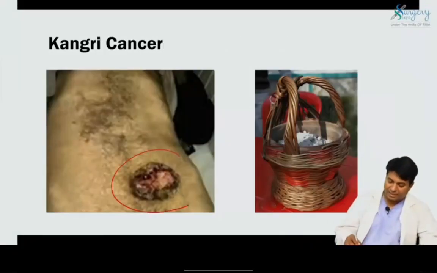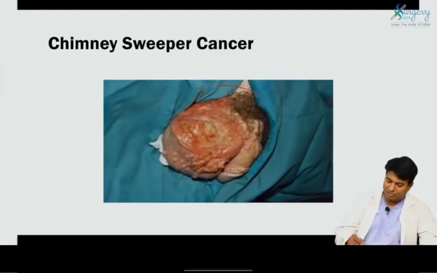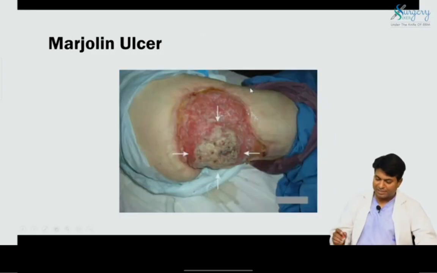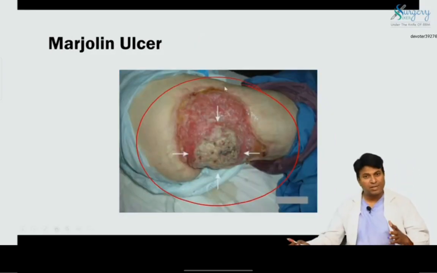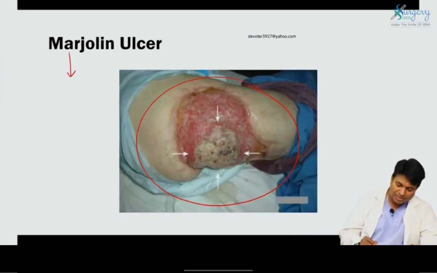So please see the Kangri cancer, caused by keeping a hot pot on the abdominal wall. You can see the chimney sweepers' scrotal cancer, the cancer in the scrotum. And you can see a marjolin's ulcer arising from a long-standing burn scar or any chronic scar. The interesting point in marjolin's ulcer is there is no lymph node enlargement.